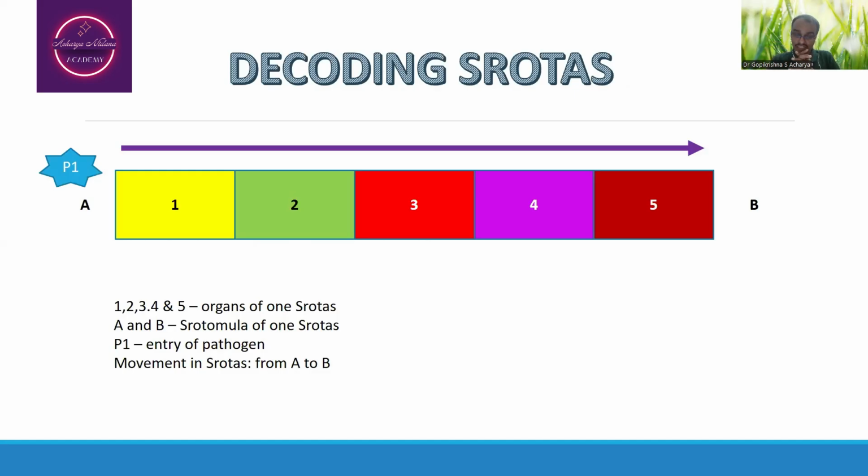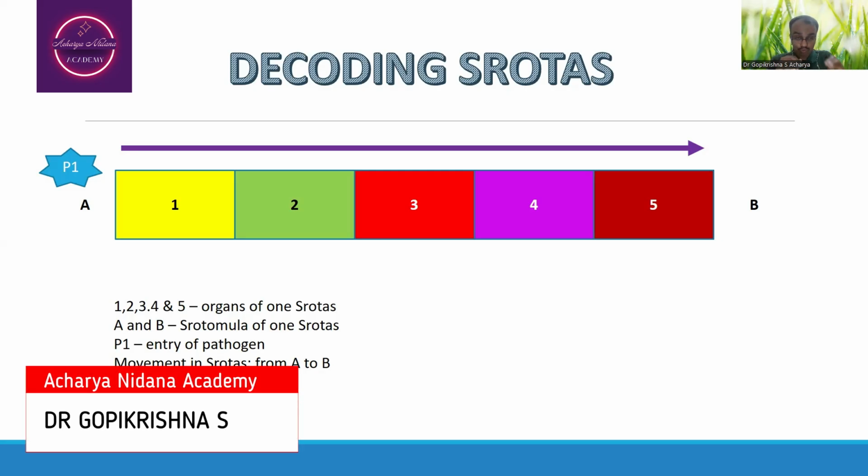decode the Srotas first. Suppose this is an imaginary Srotas which is having the organs 1, 2, 3, 4, and 5, with Srotomula A and Srotomula B. And the normal movement in this particular occasion is happening from Srotomula A to Srotomula B. So that means if any kind of nutrients, a substance, is entering from Srotomula A, then that will be moving to Srotomula B, passing through organ number 1, 2, 3, 4, and 5.